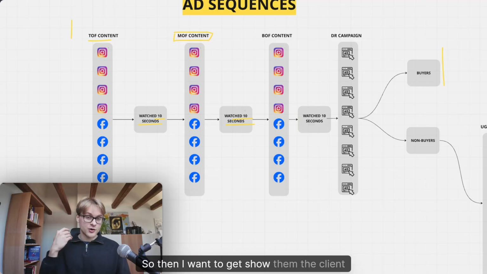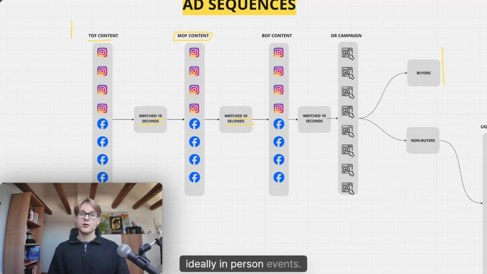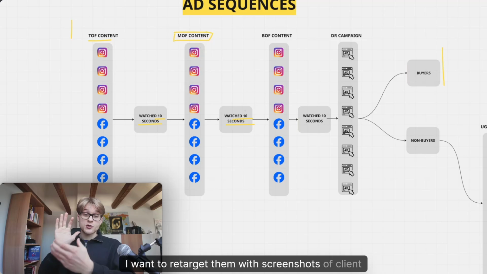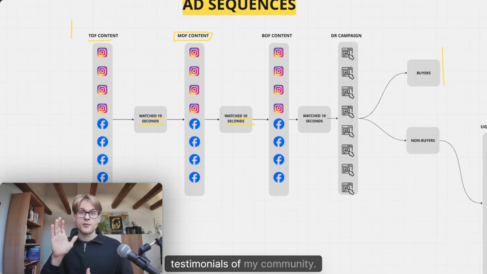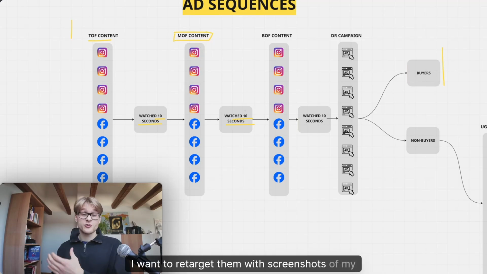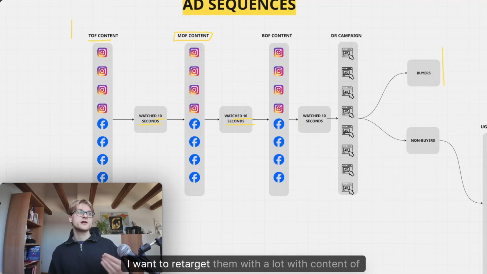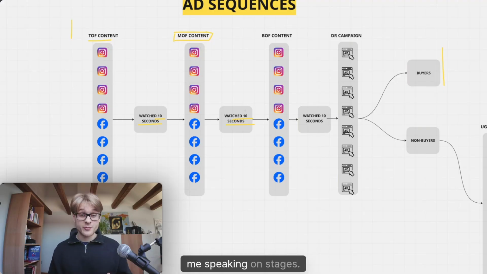So then I want to show them the client testimonials, ideally in-person events. I want to retarget them with screenshots of client testimonials of my community. I want to retarget them with screenshots of my Amazon payout. I want to retarget them with content of me speaking on stages.